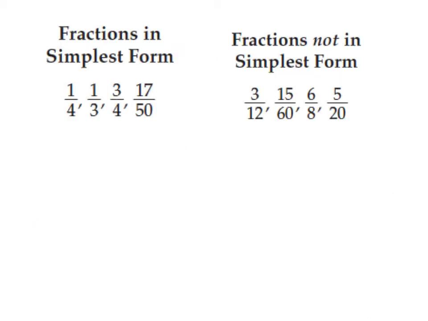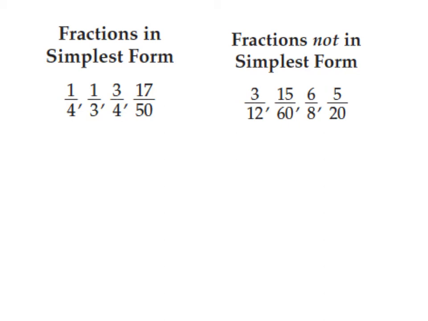In this slide, just some more examples of fractions in simplest form. We have 1/4, 1/3, 3/4, and 17 over 50. Each one of these fractions is in lowest terms, or in simplest form, because the GCF of the numerator and the denominator is 1. Now we look at our next group, fractions not in simplest form.